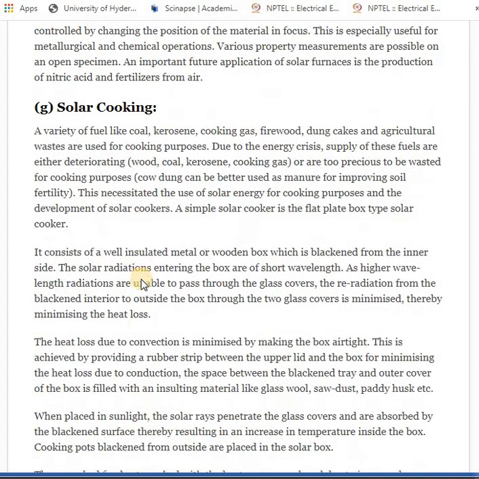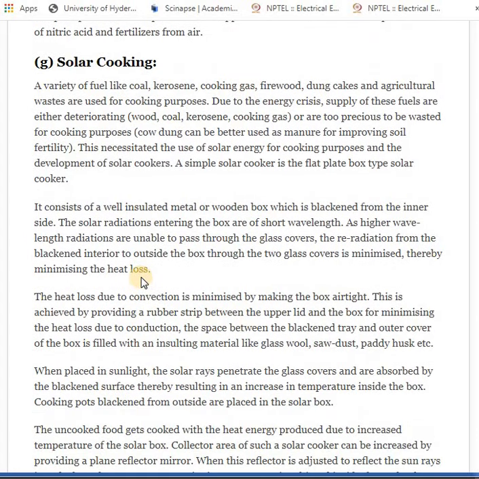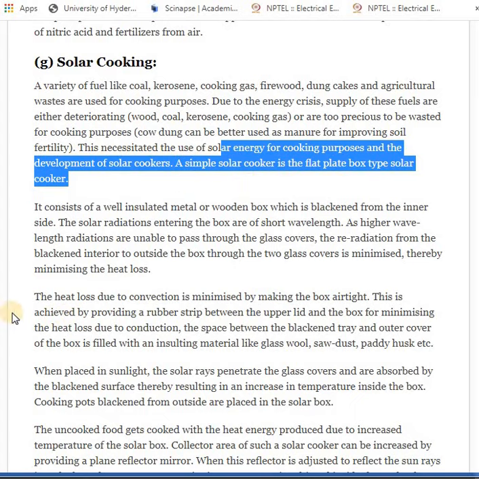Then you have solar cooking. In cooking, a variety of fuels are being utilized, and when you are using these fuels you are destroying them and bringing them to extinction. To reduce that use, we are using solar cooking. The solar energy for cooking purposes is utilized through the development of solar cookers.